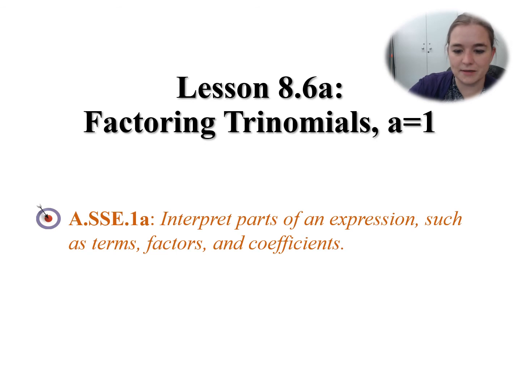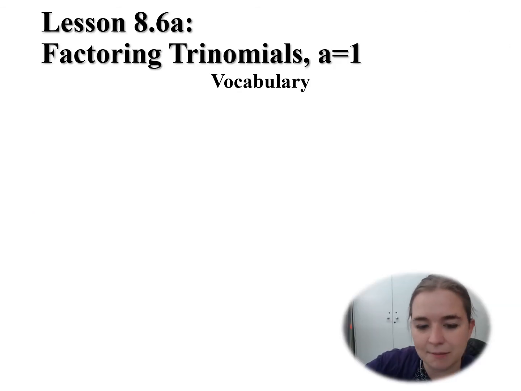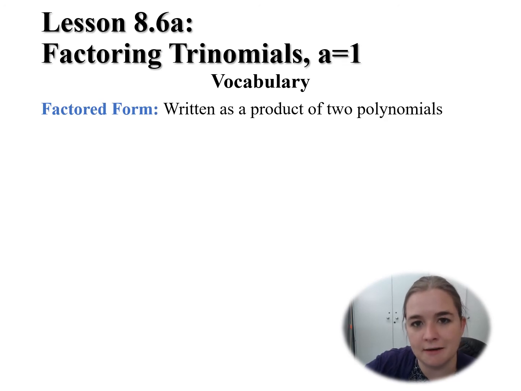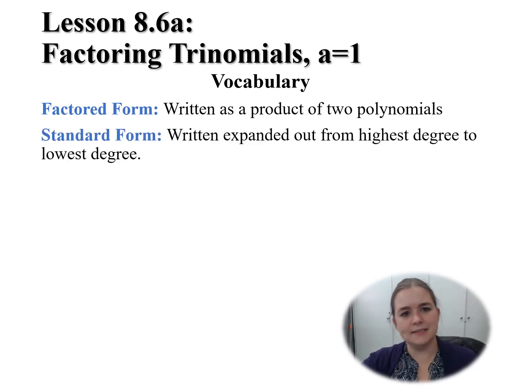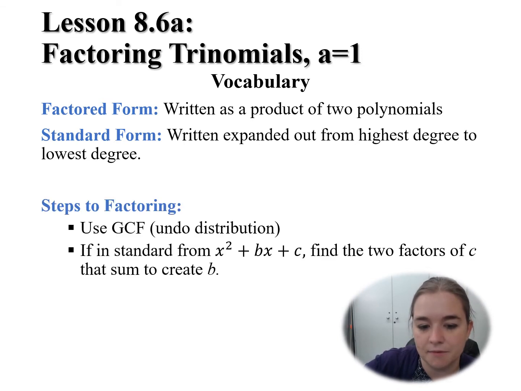Same skills that we've been working on, we're interpreting expressions and understanding polynomials. And our vocab terms today, the first one is factored form. When I'm asking for factored form, I want to see the product of two or more polynomials. I want to see it split up. Typically, it's going to be two binomials with parentheses around them. The other idea is standard form that we've talked about before, where I have the expanded out version from the highest to lowest power on my exponents: y equals ax squared plus bx plus c.